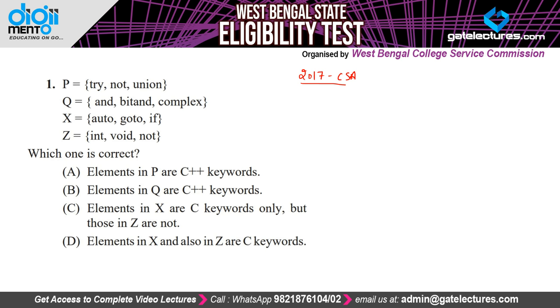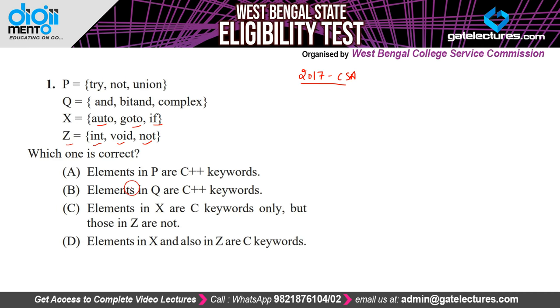Now, the first question that we are discussing is from the programming part. They are saying that we have four sets: P, which has try, not, and union; Q, which has AND, BIT AND and complex; X, which is auto, goto and if; and Z, which is int, void and not. Now they are saying which of the following is correct.